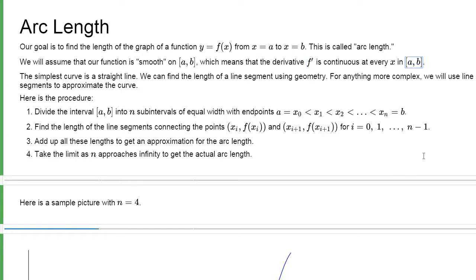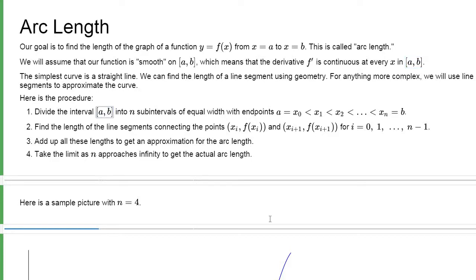The simplest curve is a straight line, and we don't need calculus to find the length of a straight line. You can use geometry to find the length of a line segment. And for anything that's not a line, we're going to use line segments as an approximation. So here's the general idea of finding arc length.